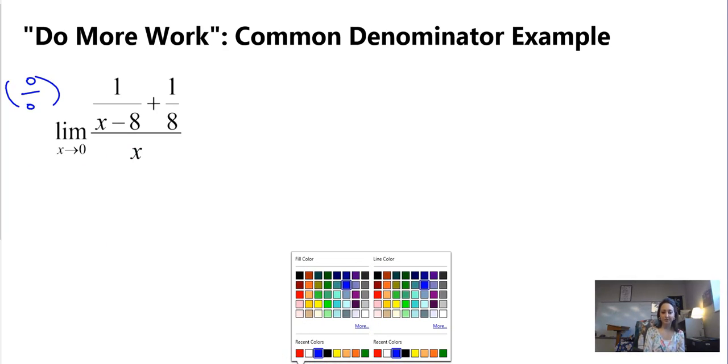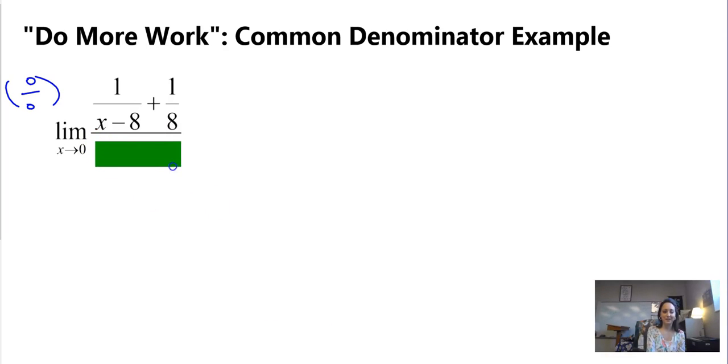What I would encourage you to do first is just focus on this stuff and ignore this denominator of x. So what I'm going to do is just kind of hide that main denominator here. Or we'll come back to it, but let's focus on these two fractions first and get a common denominator with those first.